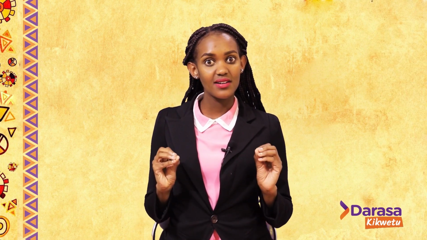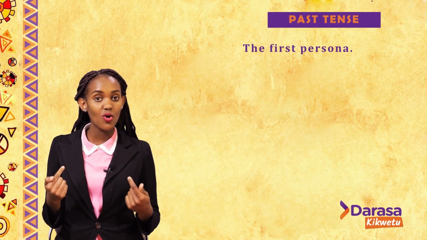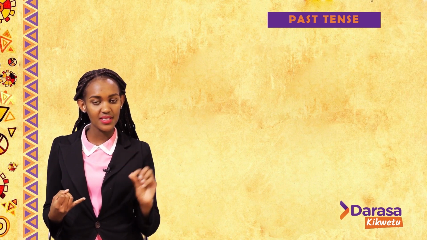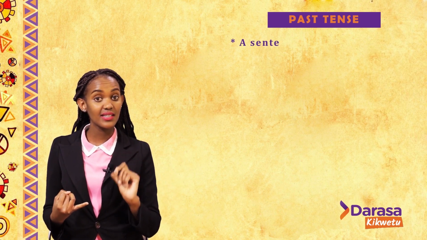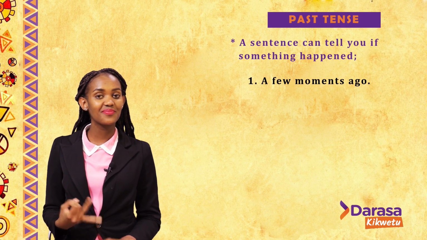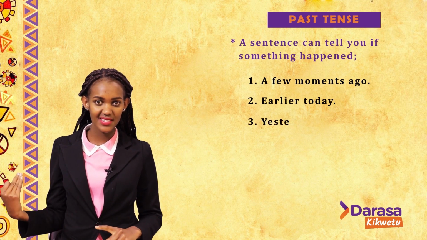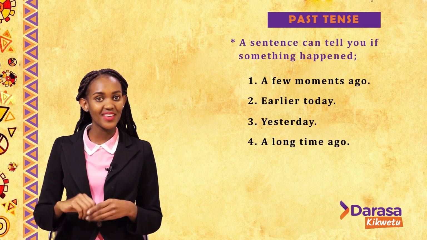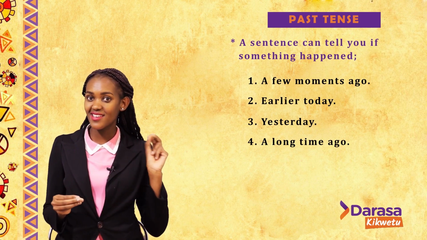And we are learning the third form of past tense for the first person, which is me or I. We said that there are 4 forms of past tenses in Kikuyu. A sentence can tell you if something happened a few moments ago, or earlier today, or yesterday, or a long time ago. We've already done the first one and the second one. Now we are at the third one.